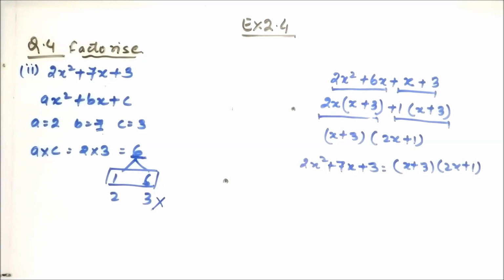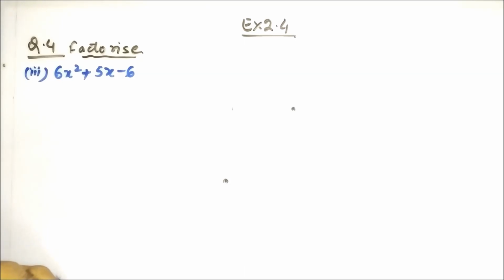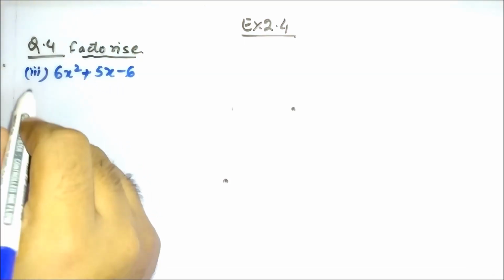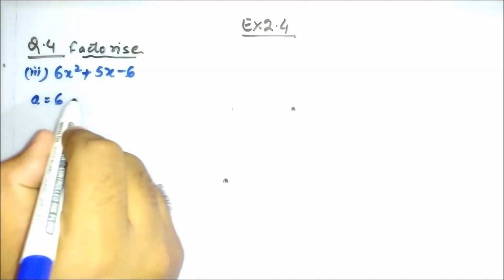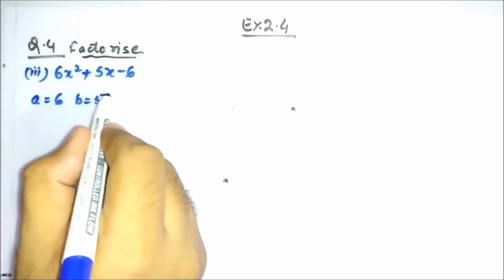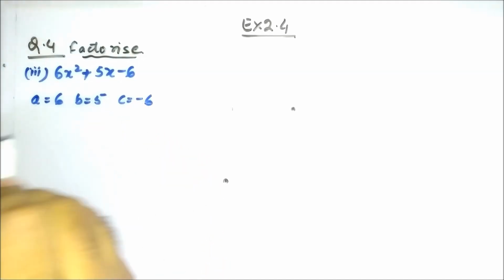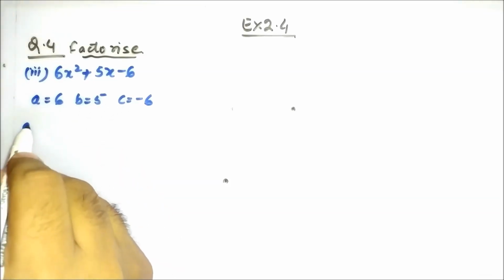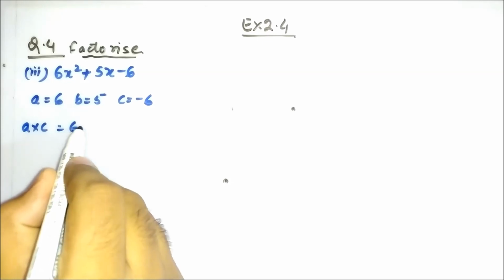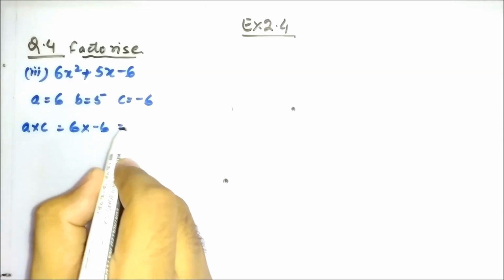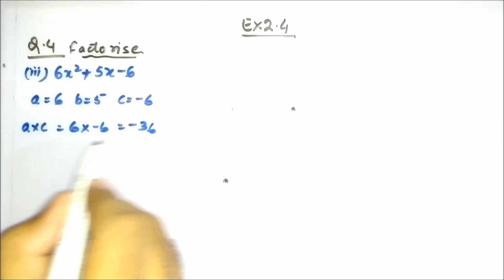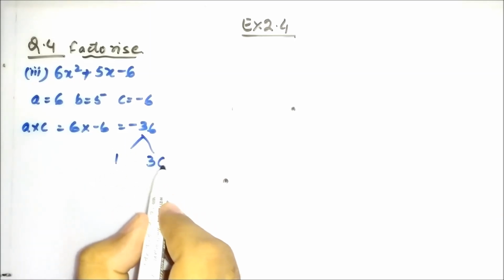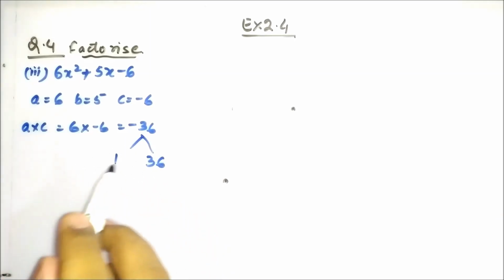Let us see the third part. The third part is 6x square plus 5x minus 6. So here we have the value of a as 6, value of b as 5 and value of c as minus 6. Now we need to multiply a and c, that will be 6 multiply minus 6. So here we will get minus 36. Okay, break it. So we will get here 1 into 36. We'll put the negative sign later. I am just taking the number.